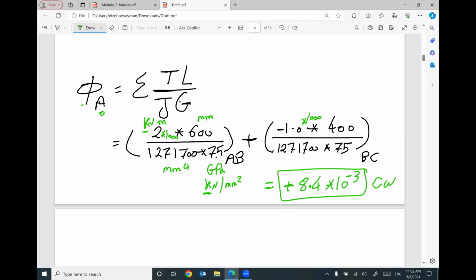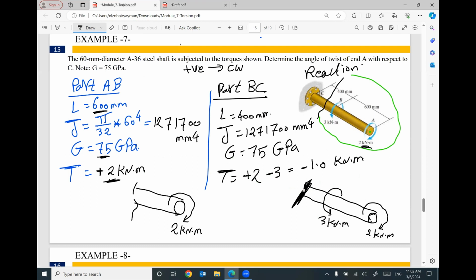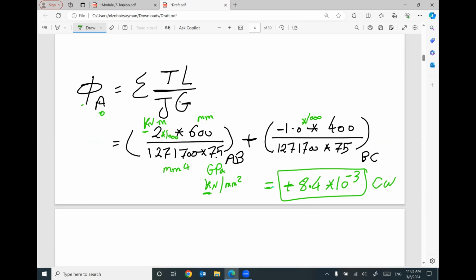So please make sure what is the direction of the applied torque based on your assumption. I assumed the positive rotation of the torque is clockwise, so anything else will be negative. Part AB will be under the effect of positive torque rotating clockwise. Part BC will be under the effect of -1 kilonewton meter counterclockwise. And I have to consider these signs when calculating the final rotation or the final angle of twist at the free end A.